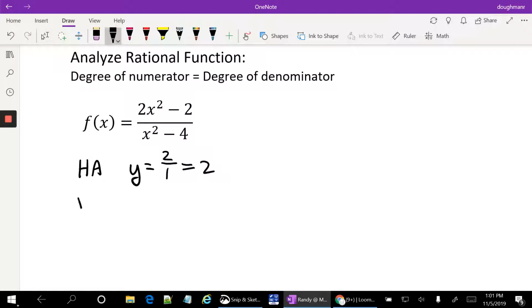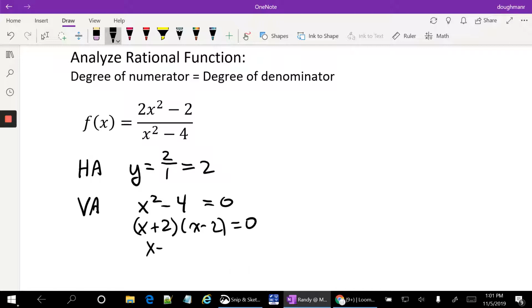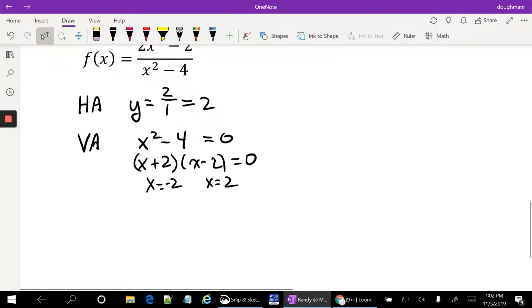The next is vertical asymptotes. To find vertical asymptotes, we look for zeros of the denominator. So I take x squared minus 4 and set it equal to 0. I know that x squared minus 4 factors to (x plus 2)(x minus 2) equals 0, which means x equals negative 2 and x equals 2 are my vertical asymptotes.